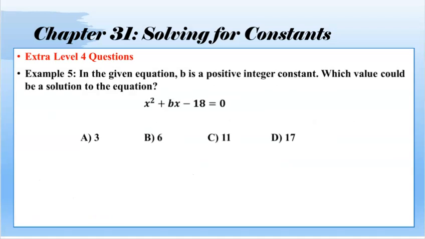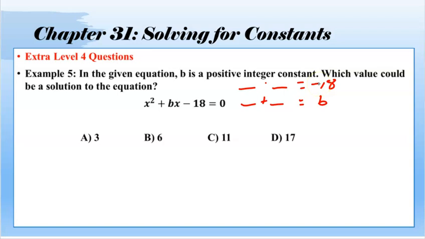And our next one here, extra level 4 questions. So example 5, in the given equation, b is a positive integer constant. Which value could be a solution to the equation? So there could be more than one answer here. So if I look at a trinomial here, I know that I can multiply two numbers, and that's going to give me a negative 18. But if I take those same two numbers and add them together, that's going to give us our b here.